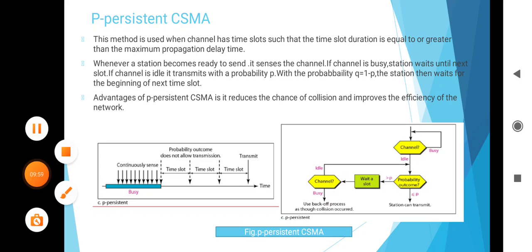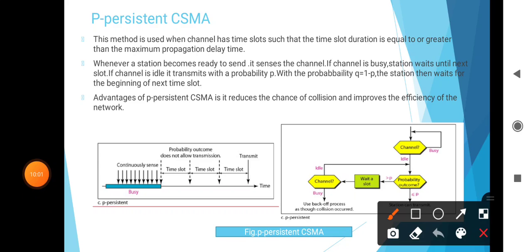Here the channel is continuously sensed. If the channel is busy, the probability outcome does not allow transmission. Here are the time slots and transmissions. First we check whether the channel is idle or busy. When the channel is busy, the process is repeated. When idle, we check whether the probability outcome is greater than or less than p. This is p-persistent CSMA.